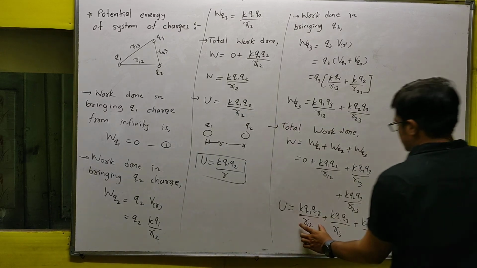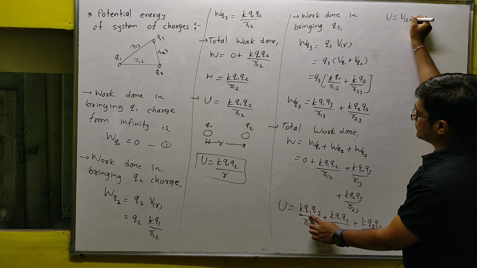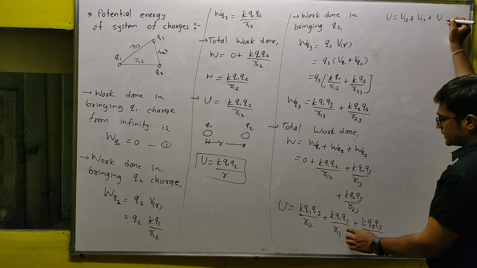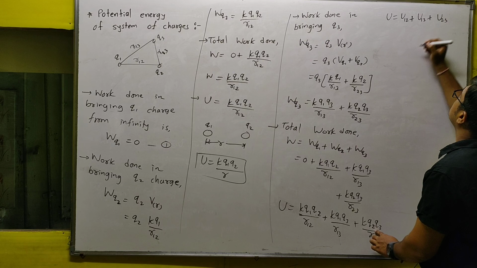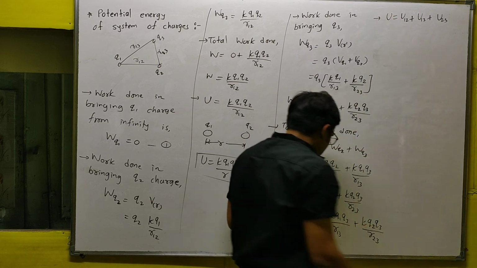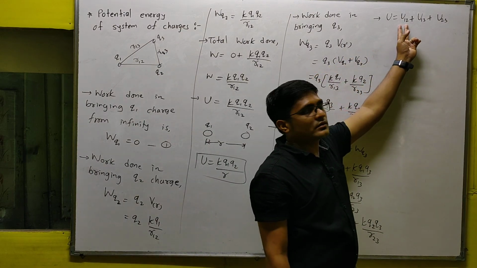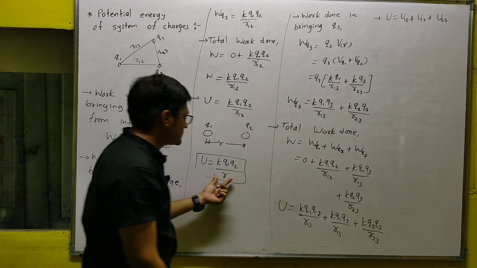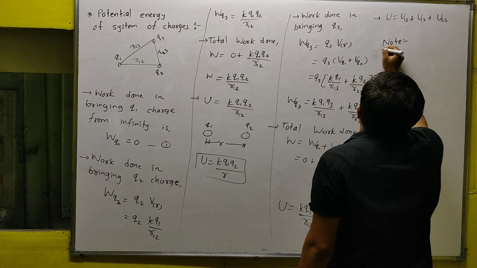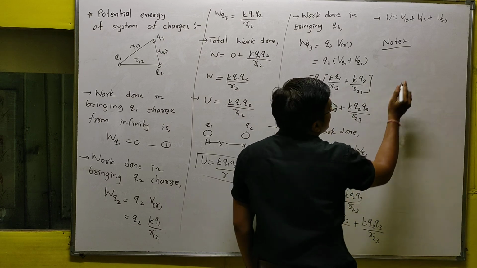Just notice that these are the formulas of potential energy of the system of charges 1 and 2, of charges 1 and 3, and of charges 2 and 3. So you can write this formula in this manner also, where the formula for potential energy of two charges is this one. So in short, to find the potential energy of a system of charges, you must know this easy method.